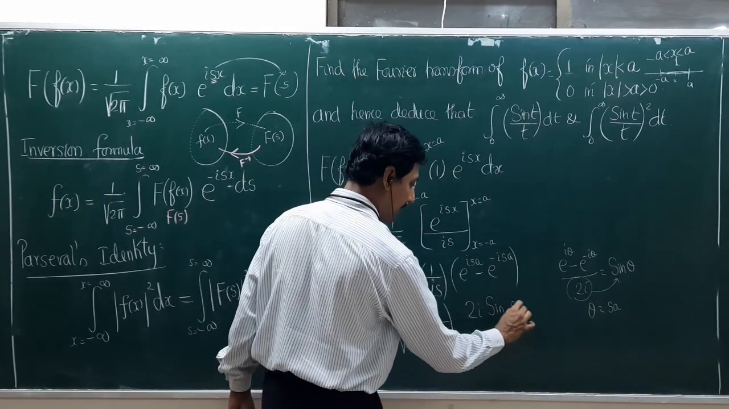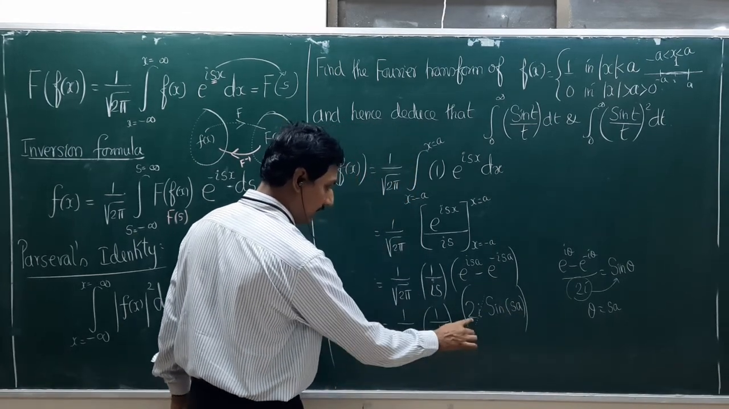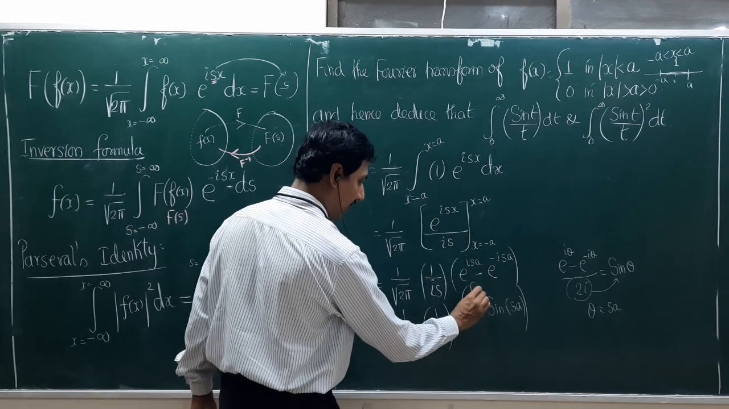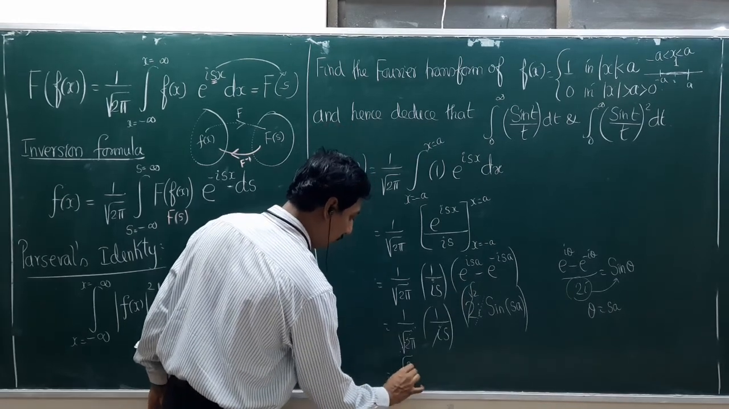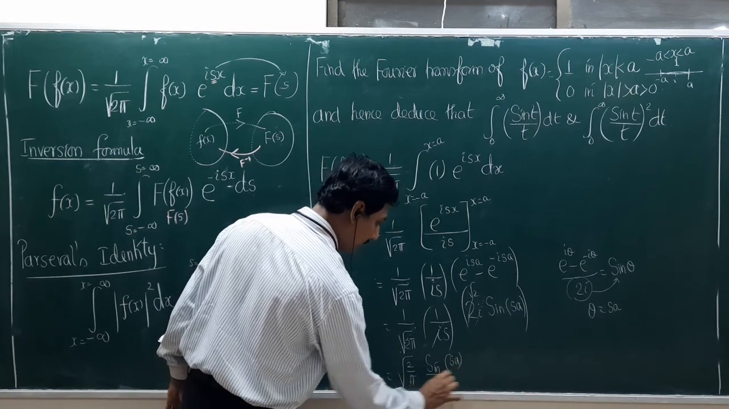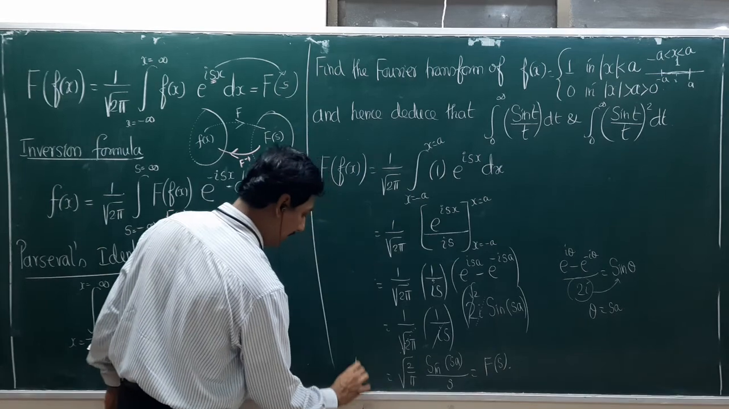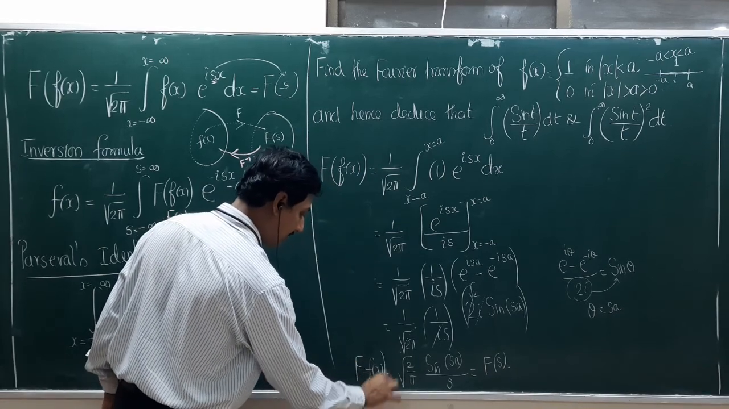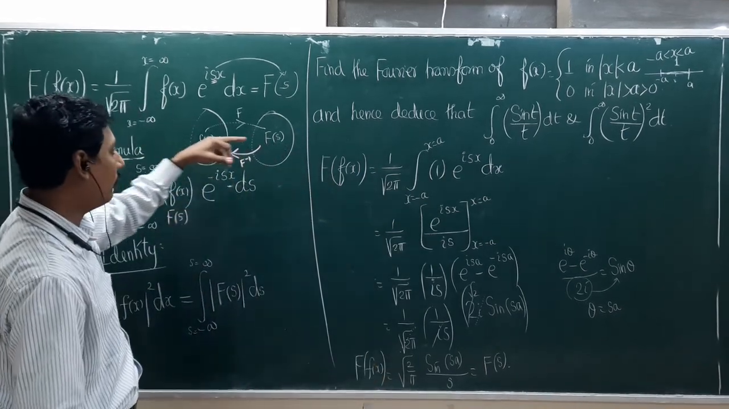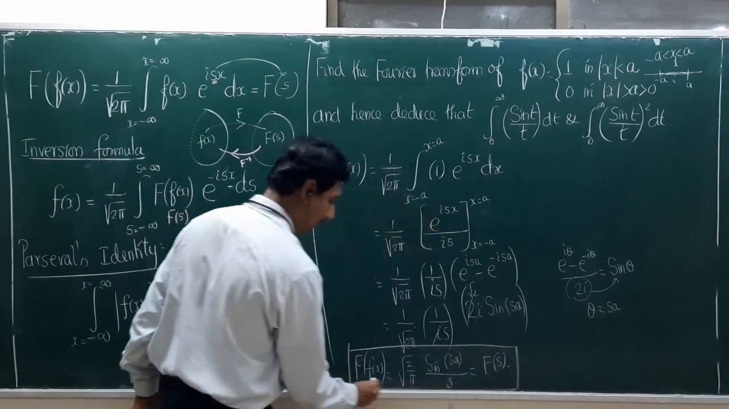Here theta is sa, so sin sa. After cancellation of the i and the root 2, we get the answer: square root of 2 by pi, sin of sa by s. So this is the output. As I told you, the output is only f of s. It is in terms of f of s. The input is x, the outcome is f of s. So this is the Fourier transform of the given function.